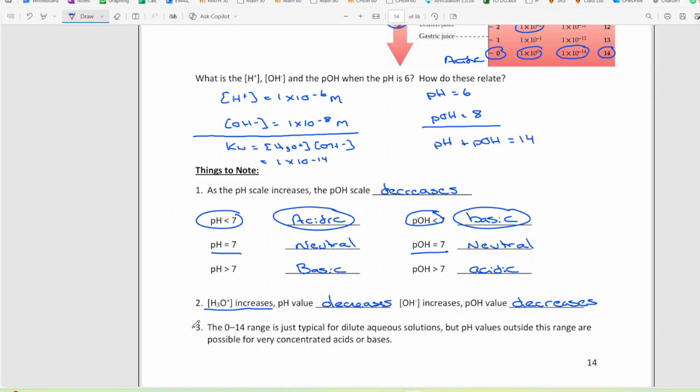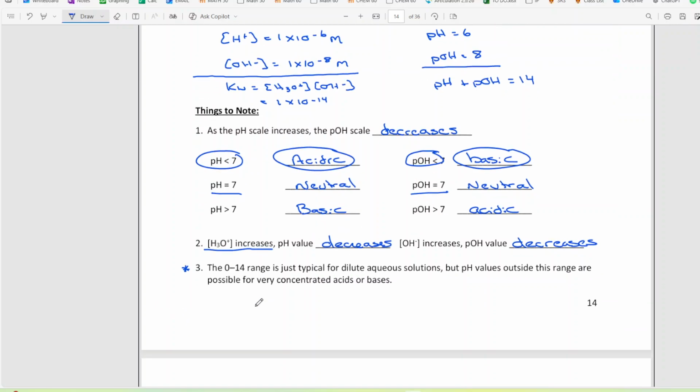And then just one more little side note is that this range goes from 0 to 14. This is typical for dilute aqueous solutions, but it is possible to get pH or pOH values outside of this range for very concentrated acids and bases. In fact, you can even get negative pH values, which kind of blew my mind.